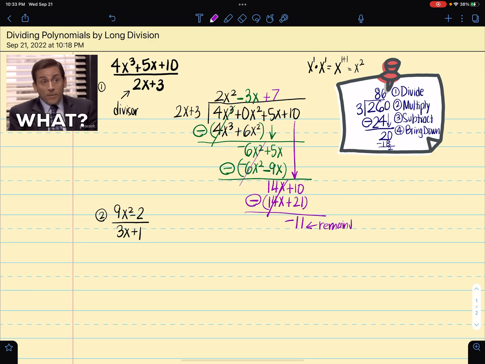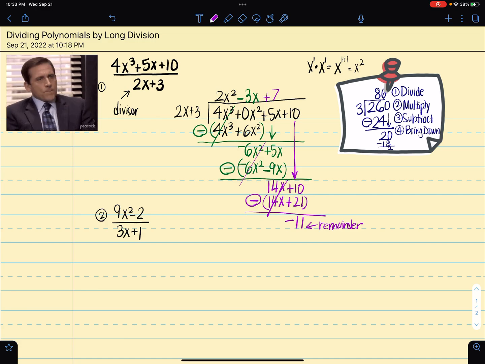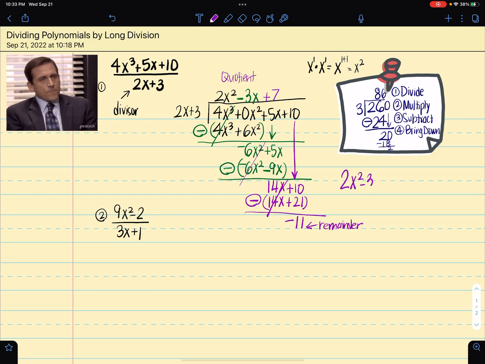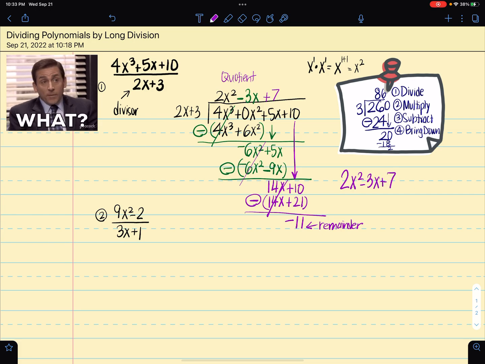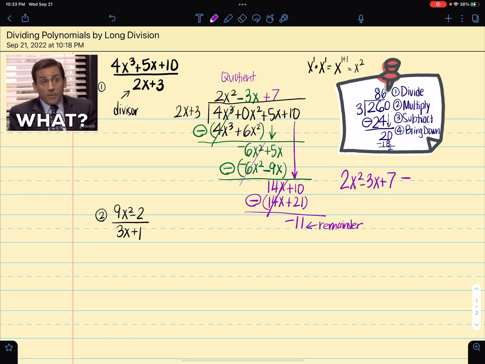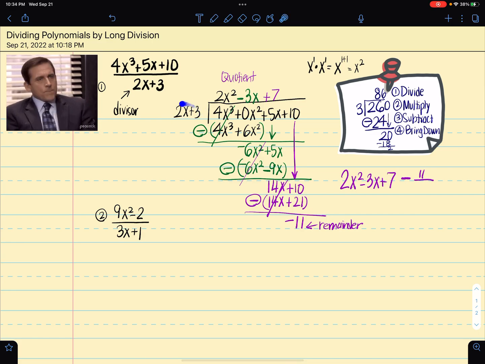And so if I wanted to write my final quotient, and keep in mind quotient is your answer to a division problem, it's as follows. 2x squared minus 3x plus 7, so let's write that down. 2x squared minus 3x plus 7, and then now we're going to put the remainder next to it. So we have negative 11, so that's minus 11 over, and then you copy down the divisor.